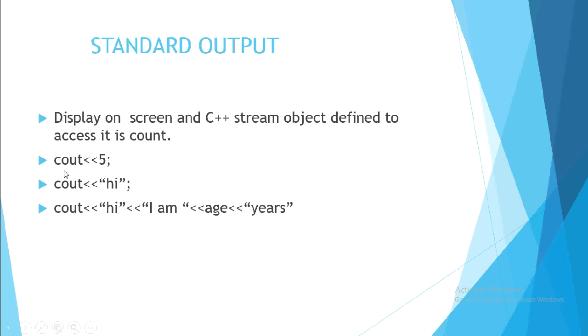Okay, now next is the standard output, that is for displaying the output on the screen. So we write cout, which we even saw in the very first program, in the structure. I want to print 5, so cout 5. For printing hi, it has to be written like this. For example, I want the value and the string to be combined together, so I will write hi. It is written in double quotes, so it will be printed as it is, and this age you have to take from the user, and years will be printed as it is.